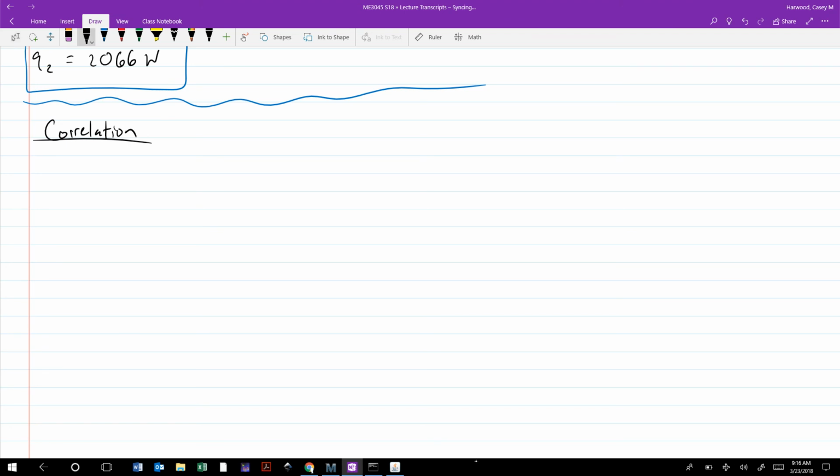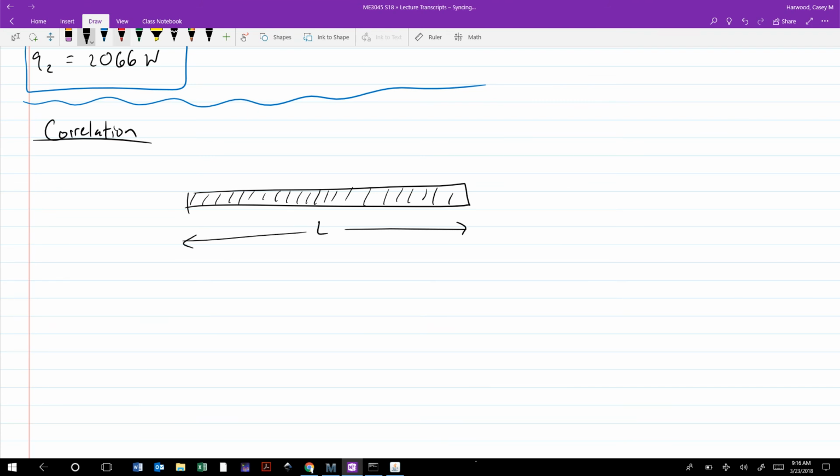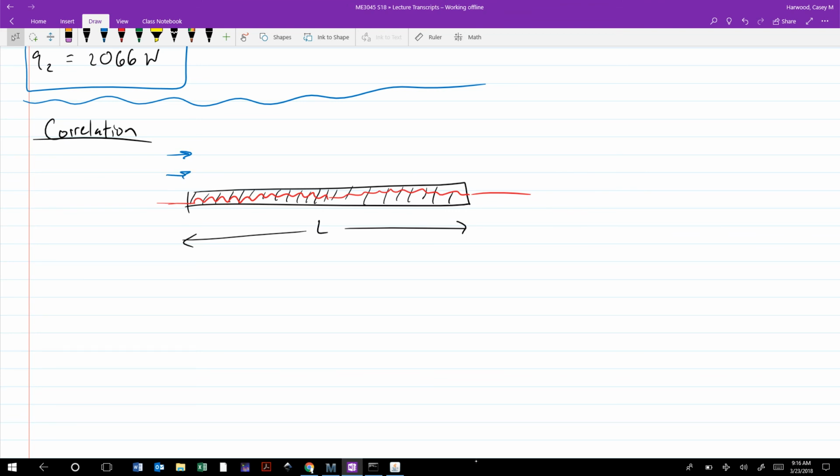So, for example, let's consider the flow past this flat plate, which has length L. And through this flat plate, we have run a sort of heating wire. And past this flat plate, we have some flow, at some speed, U infinity, and some temperature, T infinity.